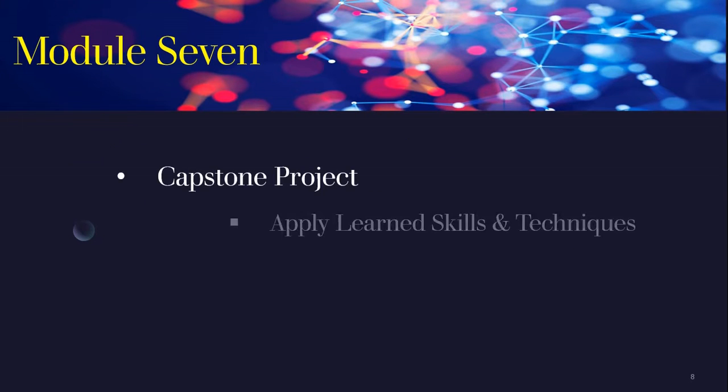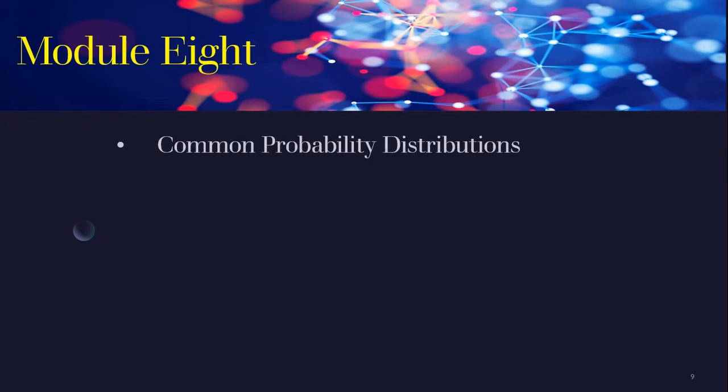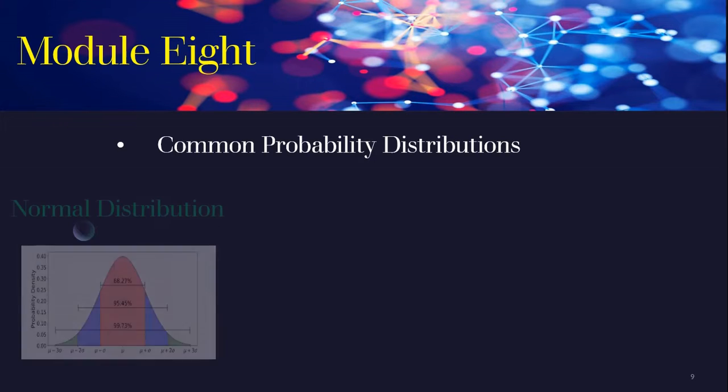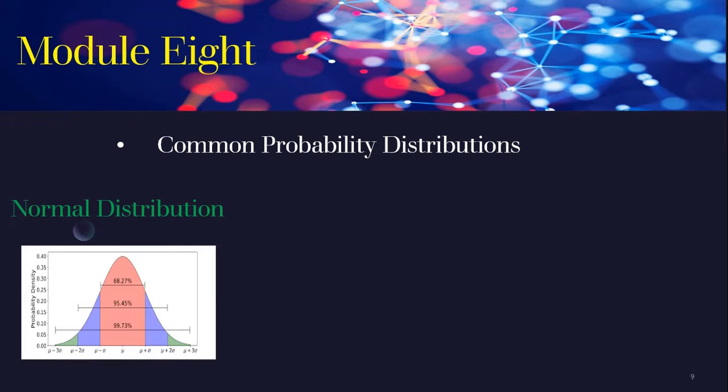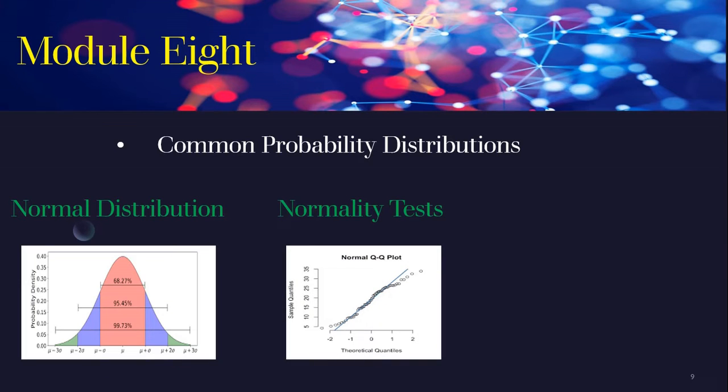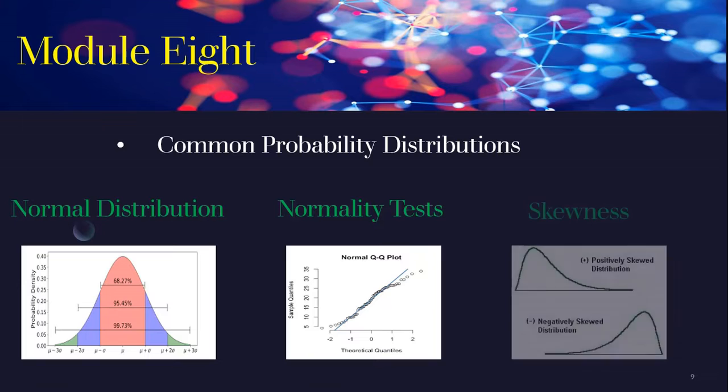Module 7 is a capstone project for you, so you will get your hands dirty with coding regarding the skills and techniques that you learned in the previous sections. In Module 8, you will learn in detail the most common probability distributions in statistics, focusing on the normal distribution and how to apply normality tests in Python for real-world data. You will also learn about skewness and skewed data.